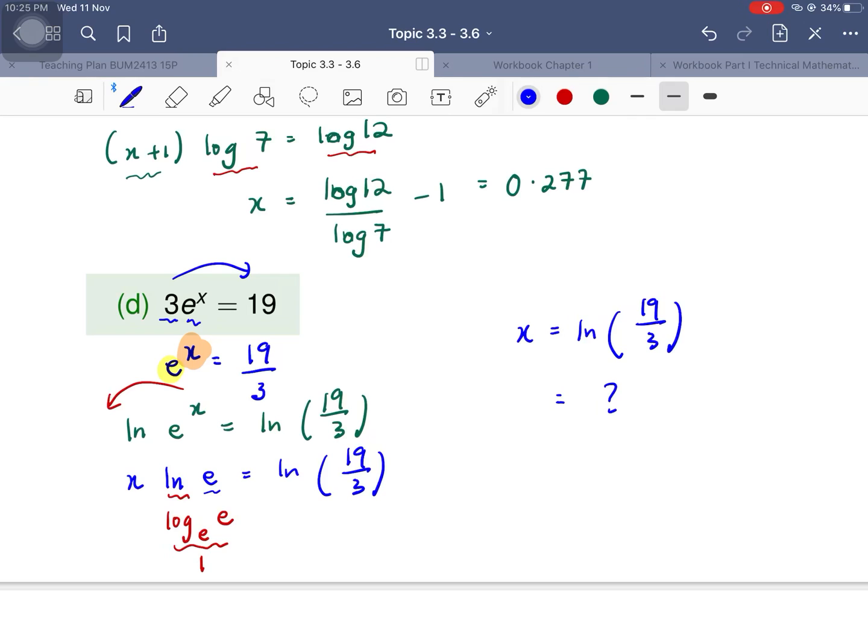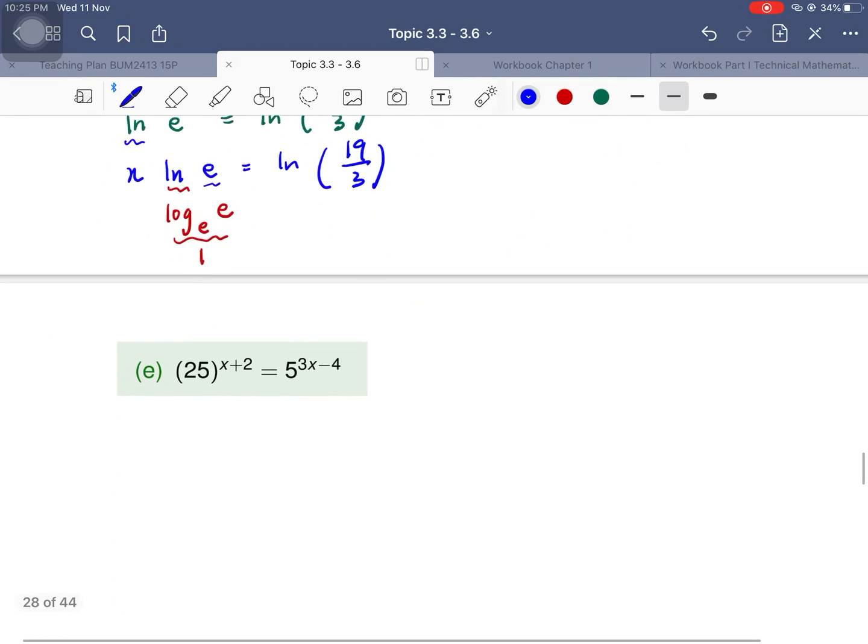Okay, so whenever you see e, if you want to get rid of that, all you can do is take it to the log to the base of e.